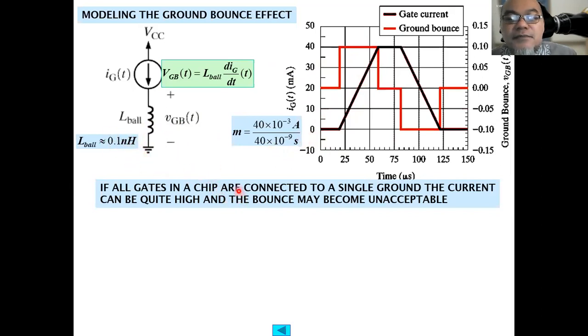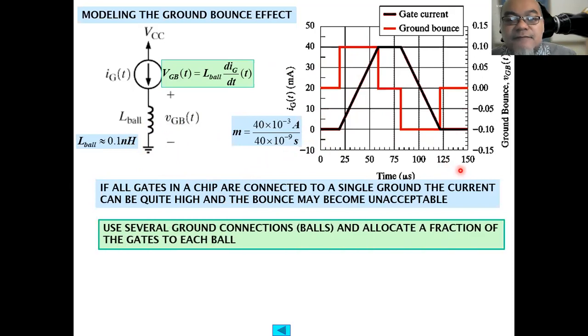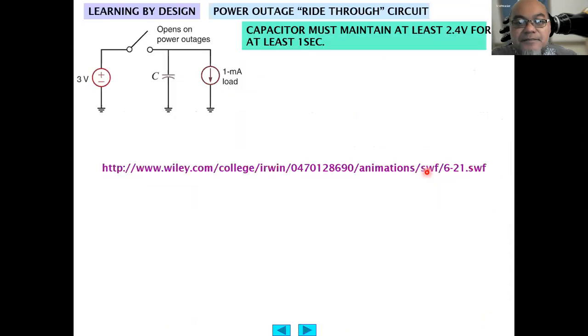If all gates in a chip are connected to a single ground, the current can be quite high and the bounce may be unacceptable. So in order to avoid that, we need to reduce the inductance. Use several ground connection balls and allocate a fraction of the gates to each ball. Then with several grounds, the inductance will be made smaller, so that the ground bounce voltage will become smaller as well.